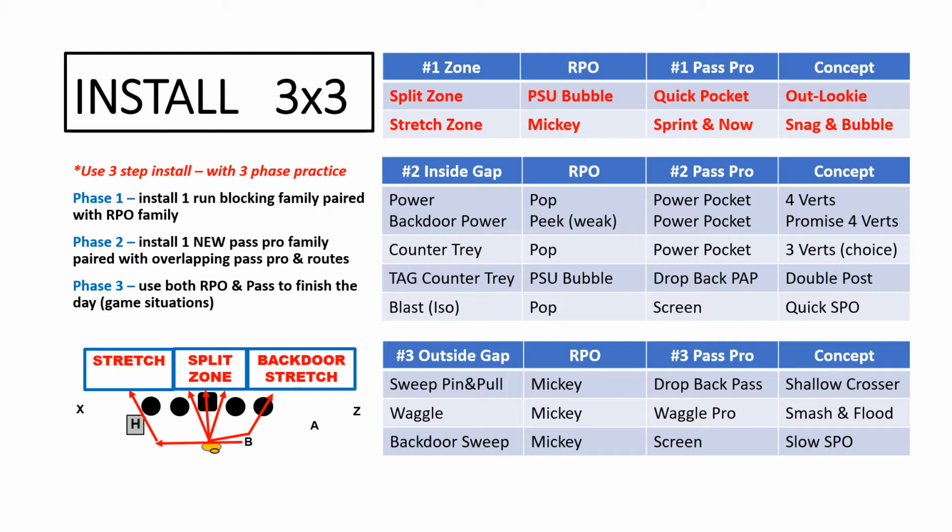Then we're just going to go ahead and use the pass phases. Again, we'll use overlapping concepts. An example would be using stretch zone blocking for the line. They simply would stay on the line of scrimmage when we turn this into a sprint out pass. And then third phase, we would go ahead and now mix like a game situation and see if we can actually pull off running both of those at the same time.